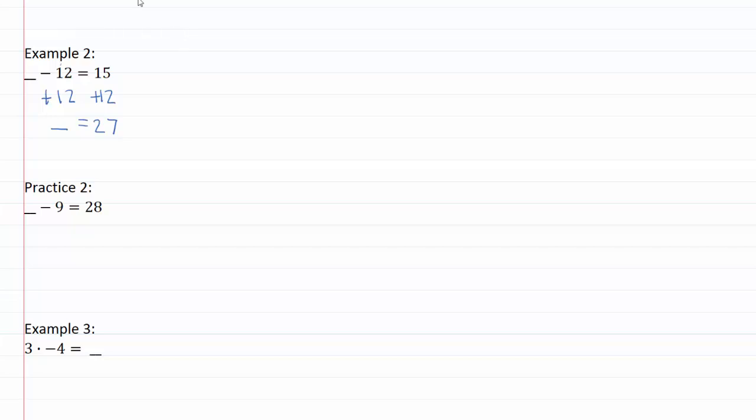Let's check it. So 27 minus 12 is my blank space, my guess. Now if I have 27 and I take away 12, is it really going to be 15? Well, I've got 27 and I'll subtract 12. 7 minus 2 is 5. 2 minus 1 is 1. So on the left hand side we get 15, and on the right hand side we get 15. So it does check. Now please hit the pause button and try practice 2.